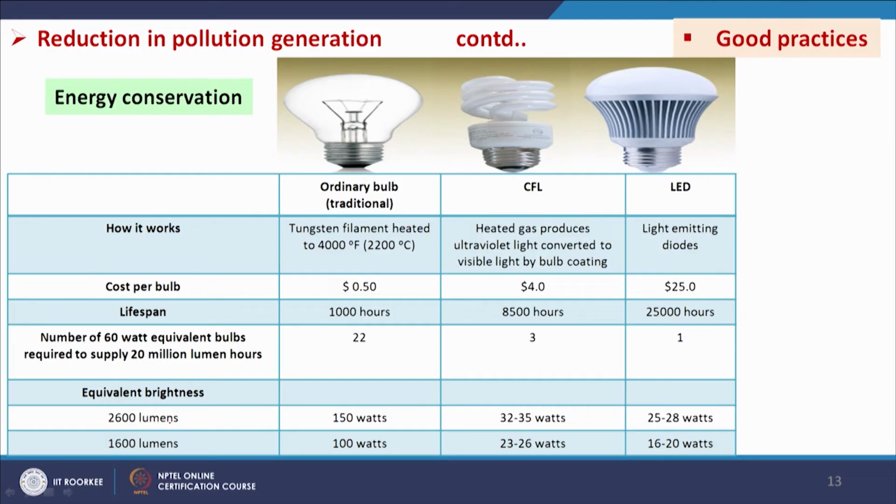You see here what the power requirement is for 2600 lumen, the same light output. So, 150 watts for your ordinary bulb, 32 to 35 watts for CFL, and for LED we need 25 to 28 watts. As a result we are using a very small amount of energy to get the same impact. So, the initial investment is higher, but we are able to save the environment by reducing environmental pollution and consuming less energy. So, this practice can help to improve the environmental quality.